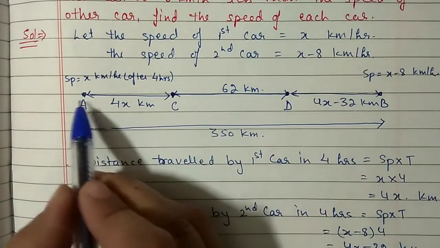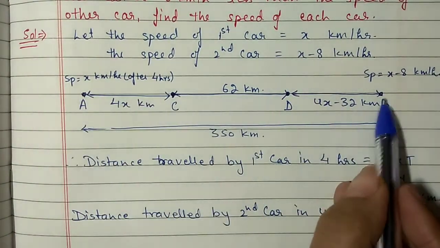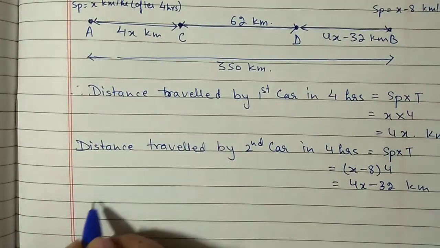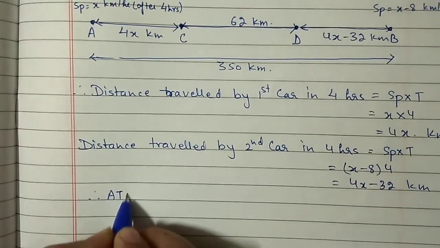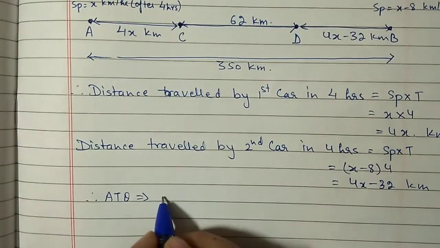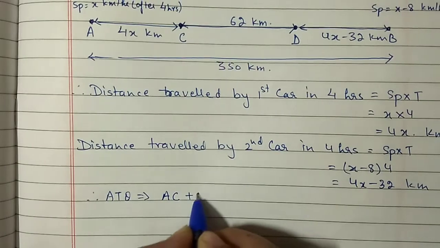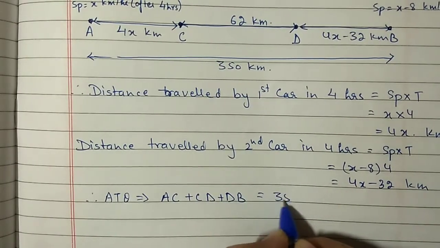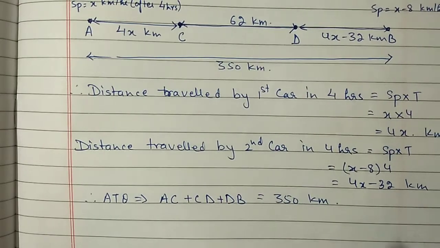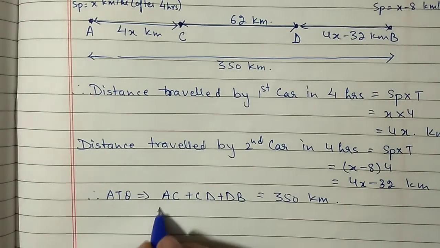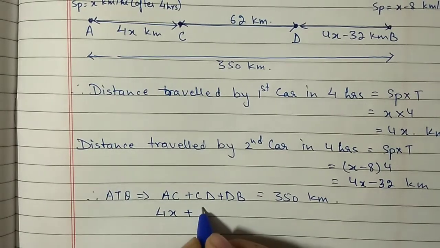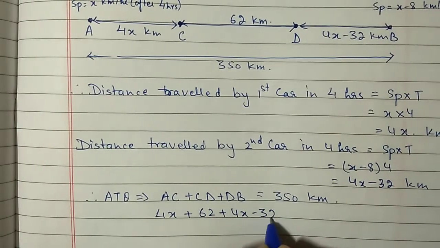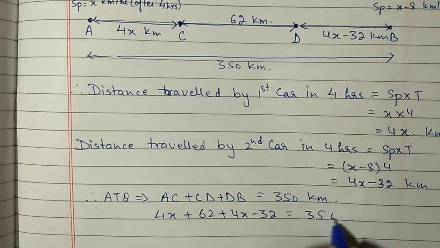And we know from first point to last point the total is 350 kilometer. So according to the question, if we add these three distances, A to C, C to D and D to B, this is equal to 350 kilometer. Total distance is 350. So A to C it is 4x, CD it is 62 kilometer and D to B it is 4x minus 32, which is equal to 350.